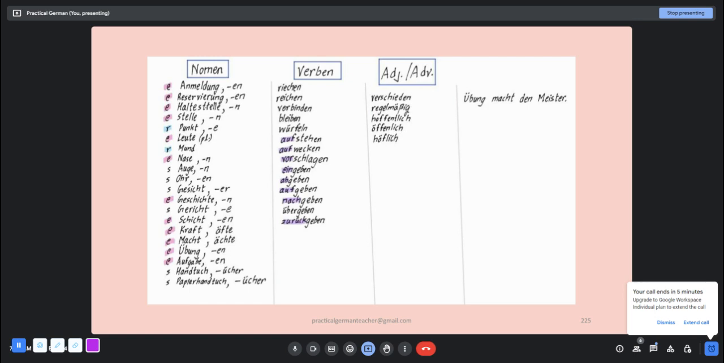Das Auge, which is eye. Das Ohr, which is ear. Das Gesicht, which is face. Die Geschichte, which is faces, right?